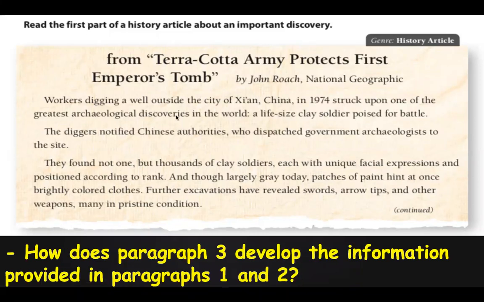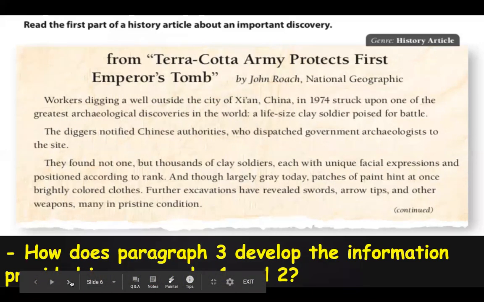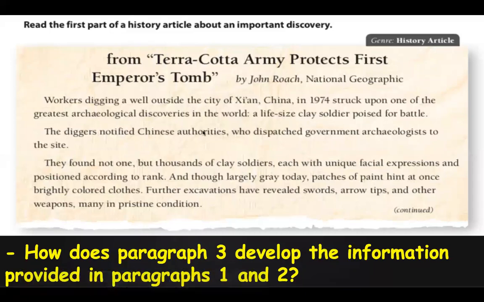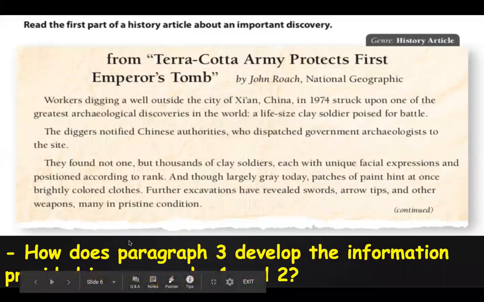Can I say it? Yeah, go ahead. Okay, so in paragraphs 1 and 2, it was giving us a little bit of information of what's happening, and then in paragraph 3, it elaborated and gave us details. Excellent, Jasmine. We're going to move on. That's exactly right. The first two paragraphs set it up so that they know, and they're going to explain more about these terracotta life-size clay soldiers and what they did.